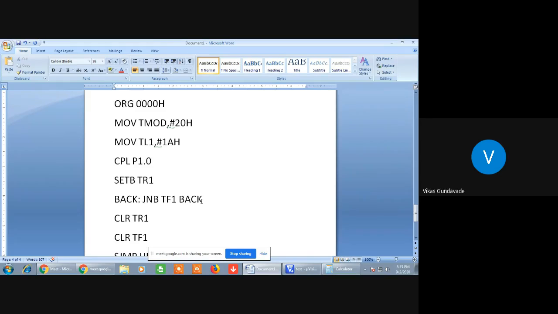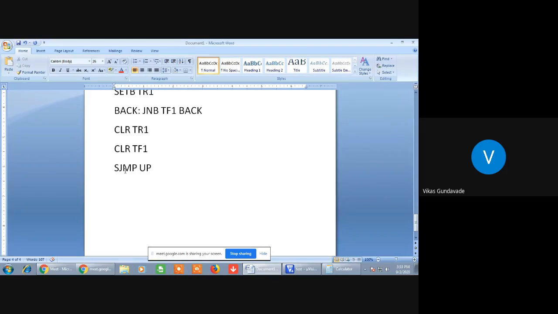Now here, where do we need to give the jump? By default, when TL1 overflows or rollover takes place, automatically the value will get reloaded into TL1 from TH1. So here we will give the loop to the event, not to the count. Okay. And then SJMP dollar and END.